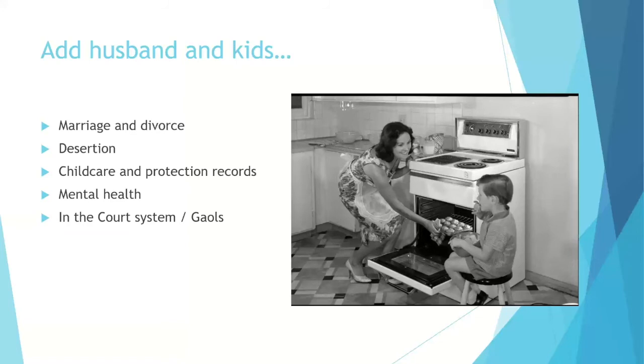Now, thinking in a different vein of research, we add the husband and the children, and what happens next? So we can think about marriage and divorce records, desertion, we can think about childcare and protection records, we can think about mental health, and we can think about the court system too.